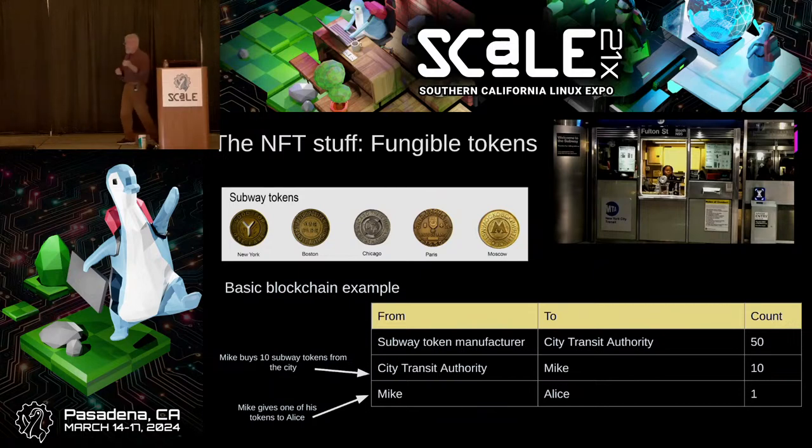And then he has a choice. He can go to Alice and say, okay Alice, you want to ride the subway with me? Here's your token. There's no currency, no value exchange there. It's a gift. Or he can say, hey, I bought it for 10, give me 11 cents for the token, and you can get on the subway.